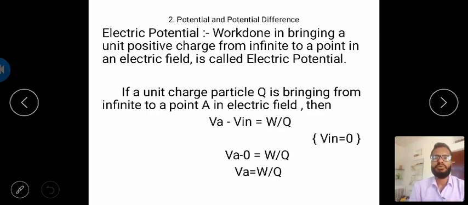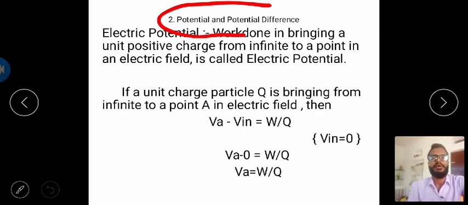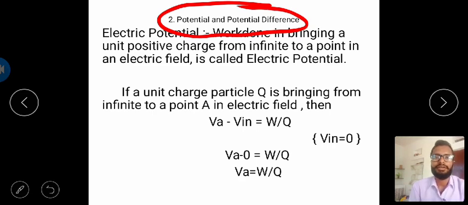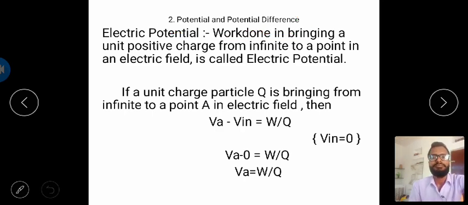Practically, there is not too much difference between potential and potential difference, but theoretically there is a difference. Actually, both are like voltage in our circuit, but if we talk about the definition, then there is a minor change. What is electric potential? We can define the electric potential as the work done.